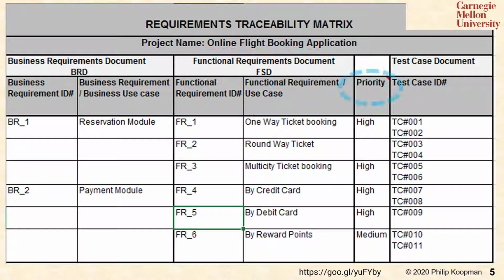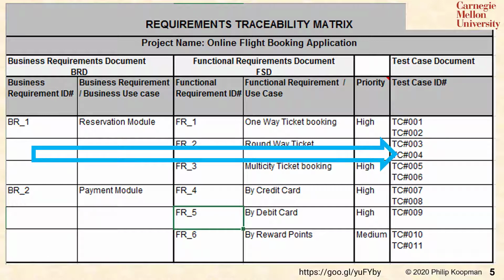There's the third column, which is the priority of the requirement, low, medium, high. And there's the last column, which is a test case document, again with the test case number. This document shows you traceability from the business requirements through the function requirements to the test case ID.